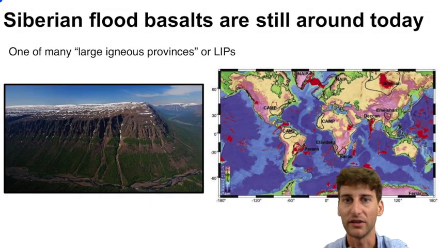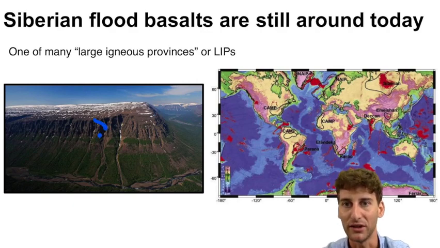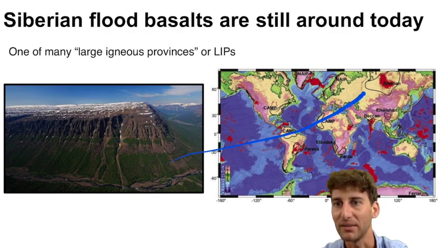So these flood basalts are still around today. If you go to Siberia in the Yenisei River Valley, you'll see these canyons cut through basalt like this. And they look a lot like scenes you could find in the Hawaiian Islands, except for the fact that this is in the Arctic and things are cold. But these are basalt. You can see the gentle sloping down here, and then these big canyons cut by the river.